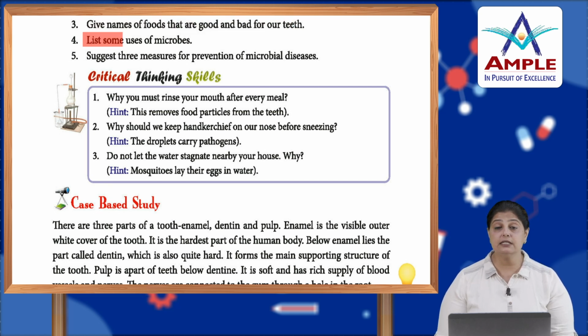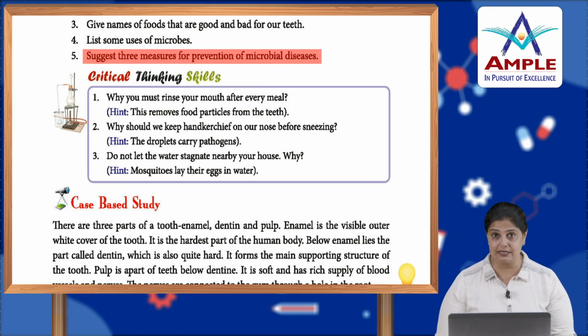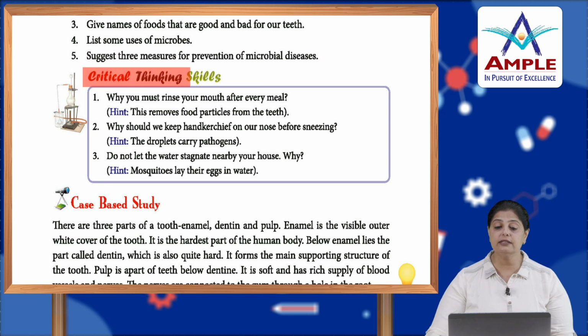List some uses of microbes, the friendly microbes. You have to talk about them, list the uses, and then suggest 3 measures for prevention of microbial diseases. All right, now, critical thinking skills.